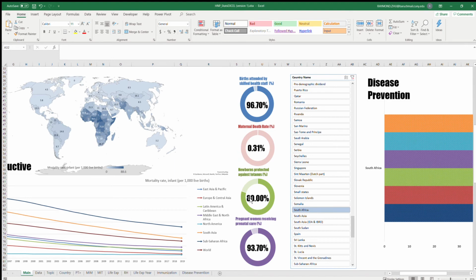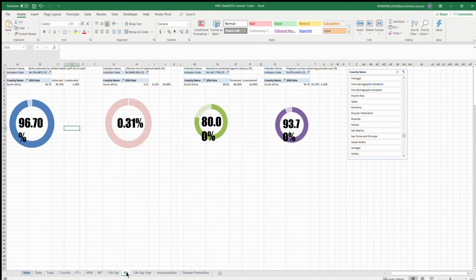This is an interactive donut chart that I made out of the pivot table that I created, along with the country name slicers where I can control the data that I want to see. So how I made this is I created a pivot table. I selected the country name, and also 2016 data in particular, with the indicator names: births attended by skilled health staff, maternal death, newborn protected against tetanus, pregnant women receiving prenatal cares.